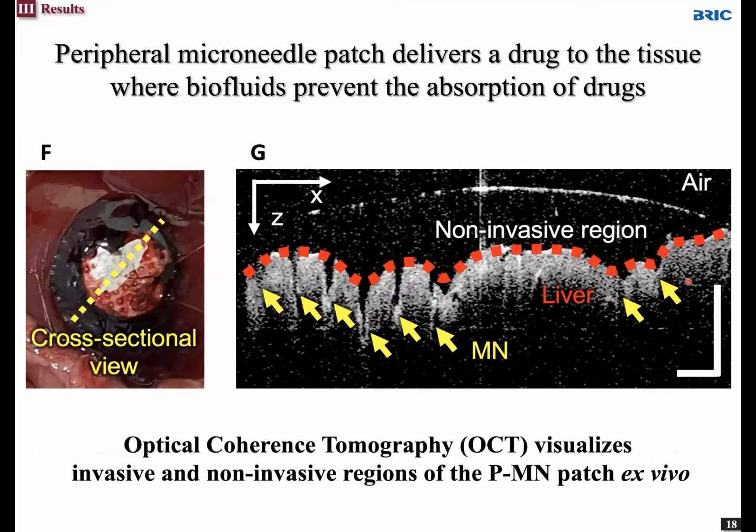So for the confirmation, the liver of SD rats was chosen as a representative bleeding internal organ. Individual microneedles, which are indicated by the yellow arrows here, are inserted into the edge of the wound. And we can also see the intact non-invasive region here in the center. Both of them are clearly confirmed by optical coherence microtomography, which shows the cross-sectional image of the skin tissue and the inserted microneedle patches as well.